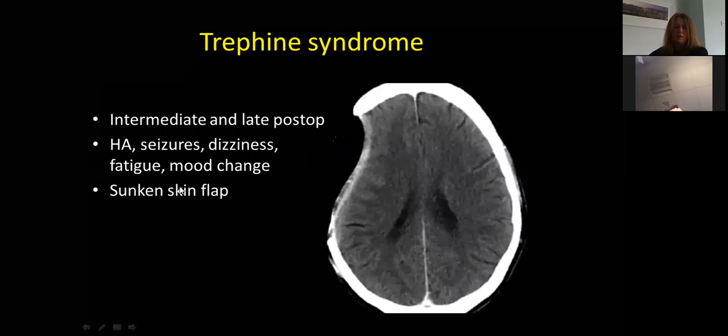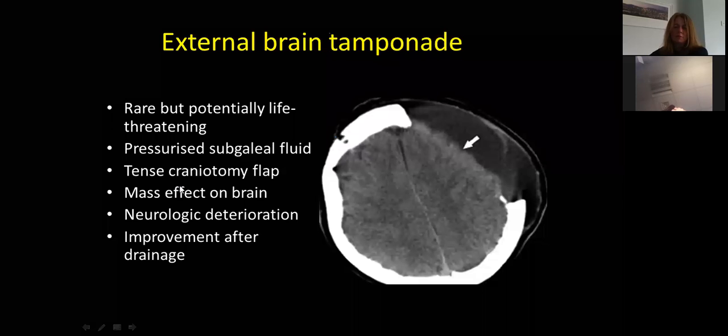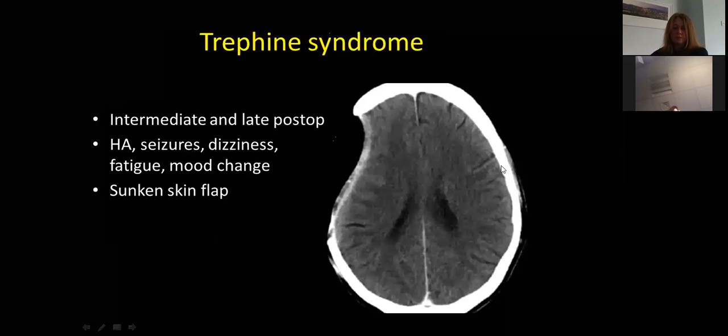The other thing that can happen is tamponade. So we sometimes get asked to scan a patient because the flap feels tense. Is there an underlying collection which is tamponading the brain? And often there is. Sometimes it's just brain hanging out. But this is potentially life-threatening, because this subgaleal fluid here is under pressure, and it produces this tension of the flap, and it can produce mass effect on the brain. So you can see the brain isn't allowed to herniate out because of this fluid collection. And these patients will improve after drainage.